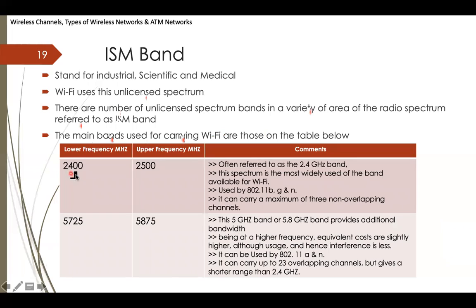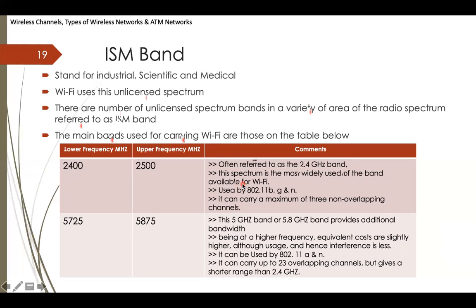You can see here that on the top we have lower frequency in megahertz and upper frequency in megahertz. So we have 2400 megahertz and 2500 megahertz. This is the lower frequency and this is the higher frequency. You may call this a range. It is often referred to as the 2.4 gigahertz band. This spectrum is the most widely used of the bands available for Wi-Fi.